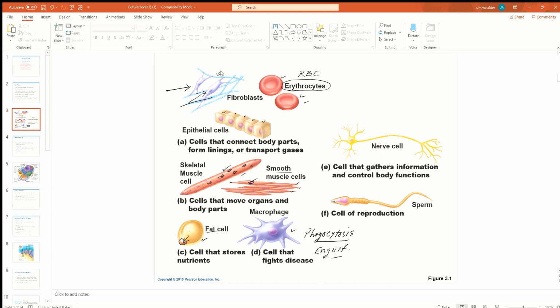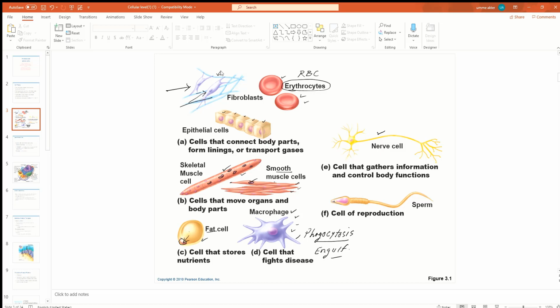Okay, so this cell has multiple processes, and macrophages do what? Phagocytosis. They engulf the dead cells or injured cells or microorganisms. Okay, so cleaning and providing defense are the important functions.